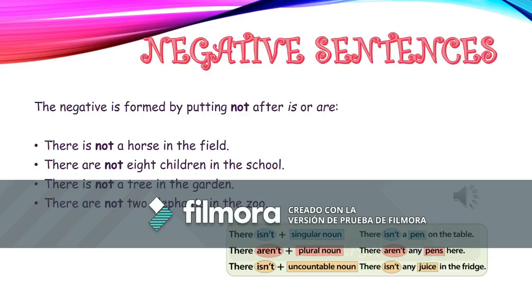There isn't plus singular noun. Example: There isn't a pen on the table. There aren't plus plural noun. Example: There aren't any pens here. There isn't plus uncountable noun. Example: There isn't any juice in the fridge.